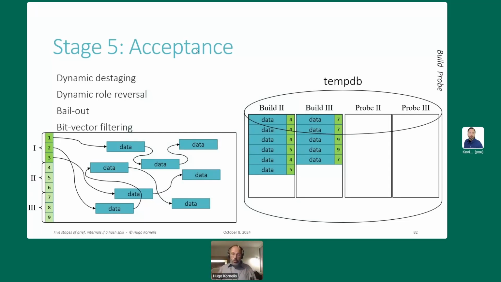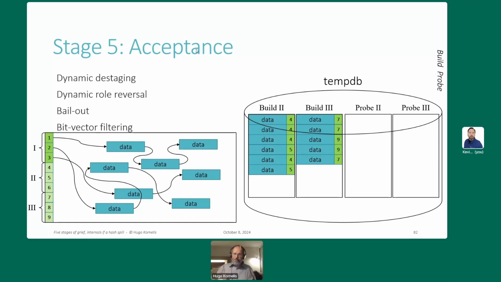So as you see on the screen, we are once more at the end of the build input processing. We have stuffed everything for partition 1 in memory, and everything for partitions 2 and 3 in the correct files because we were in a grace hash match.